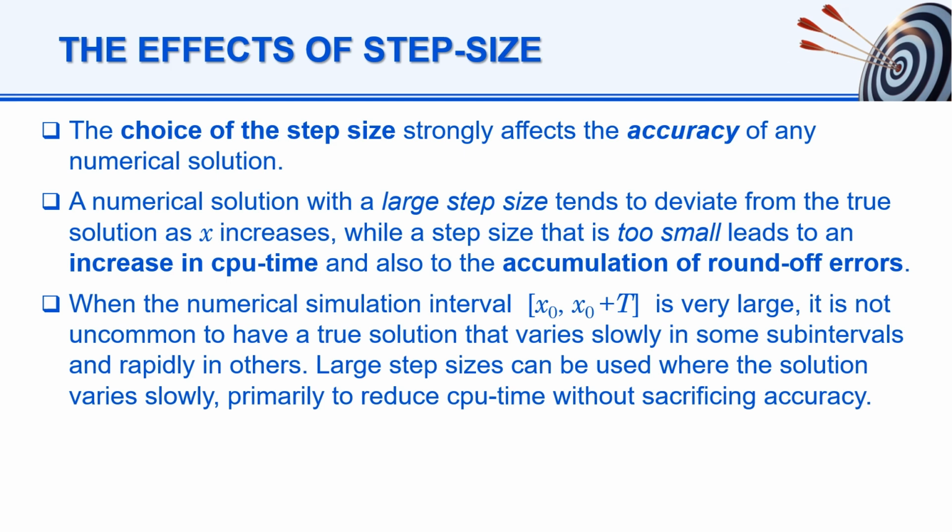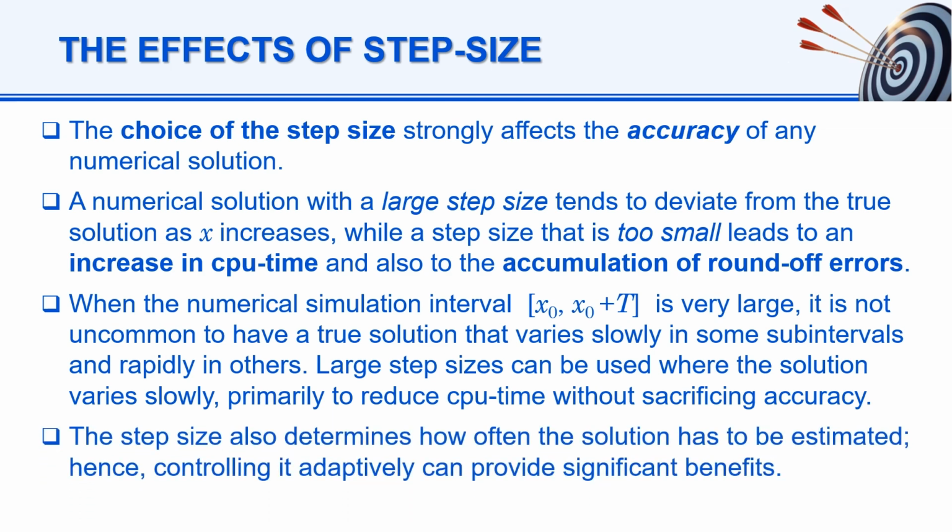When the numerical simulation interval from x0 to x0 plus t is very large, it is not uncommon to have a true solution that varies slowly in some subintervals and rapidly in others. Large step sizes can be used where the solution varies slowly, primarily to reduce CPU time without sacrificing accuracy. The step size also determines how often the solution has to be estimated. Hence, controlling it adaptively can provide significant benefits.